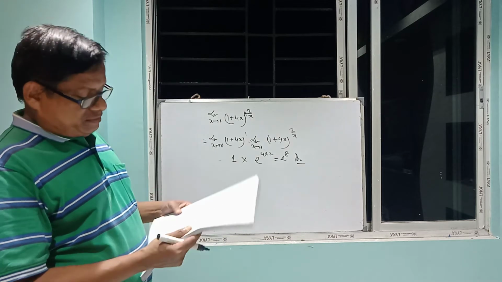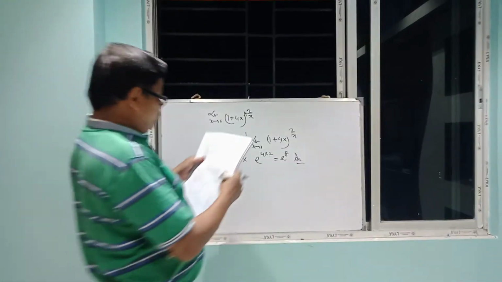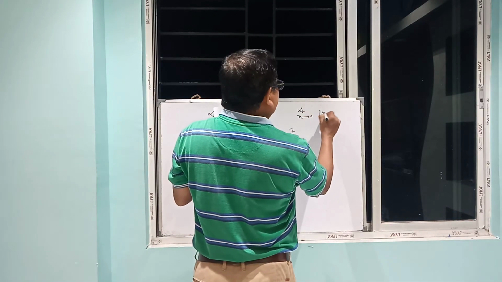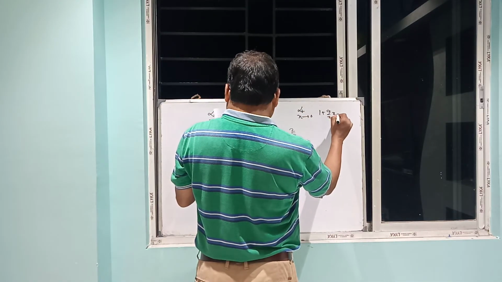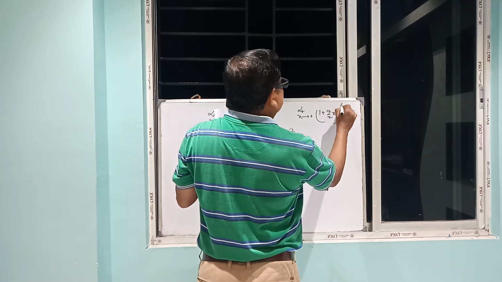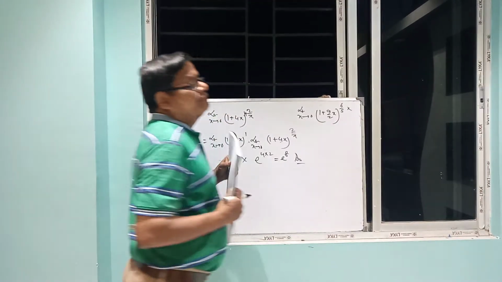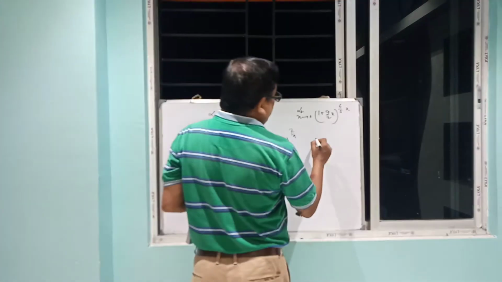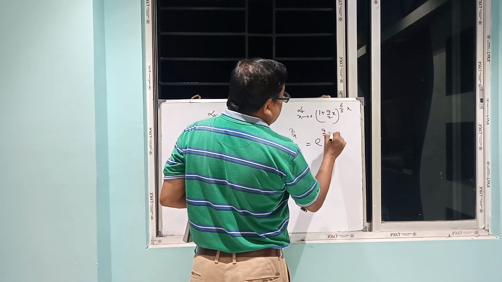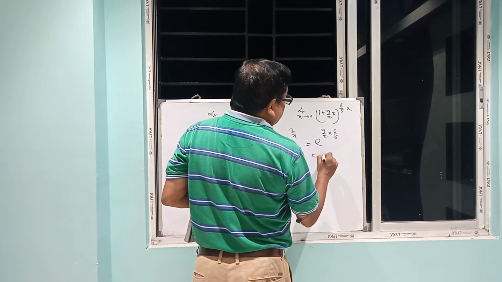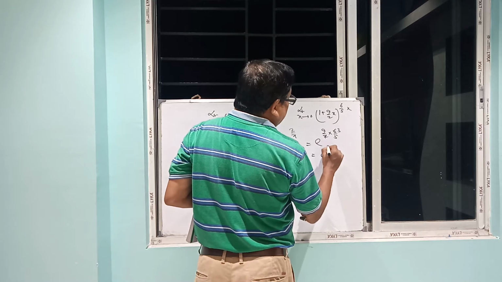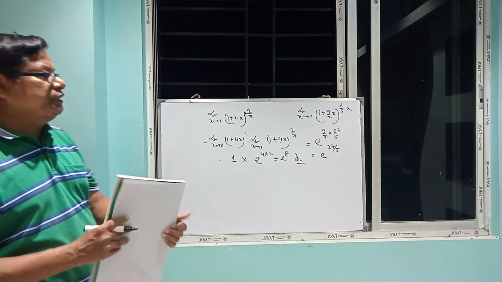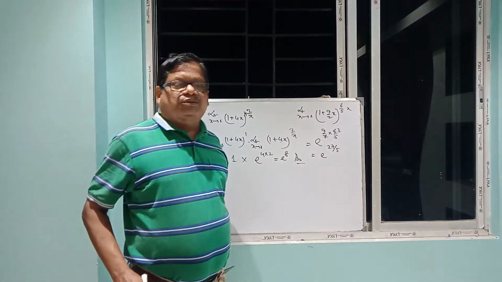Okay, very easy, na? Yes, suppose limit x tends to 0, (1 plus 9 by 2 x) whole to the power 6 by 5x. What is the value? See, e to the power 9 by 2 into 6 by 5. E to the power 27 by 5. This is the answer. Just remember this one, 9 by 2 into this one. Okay?